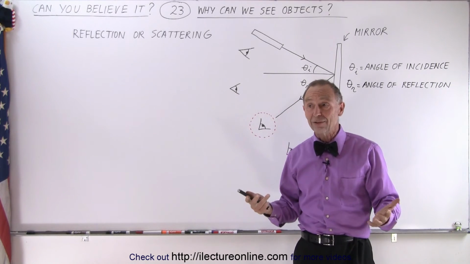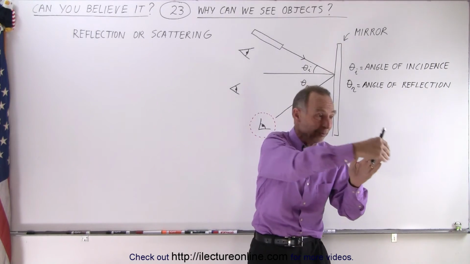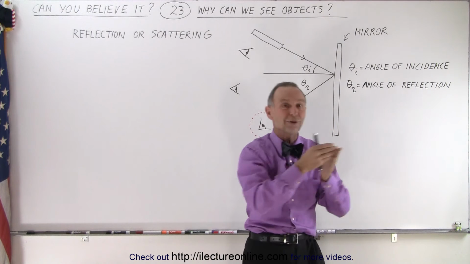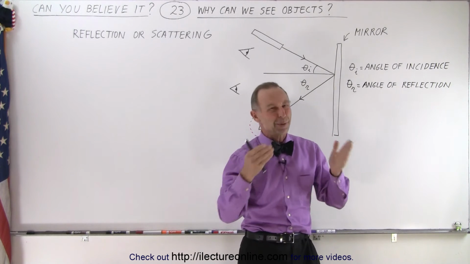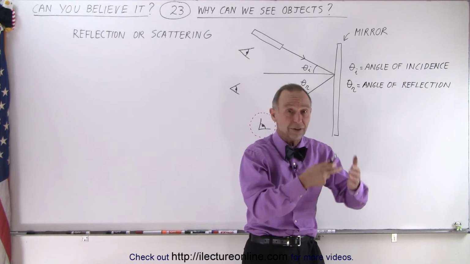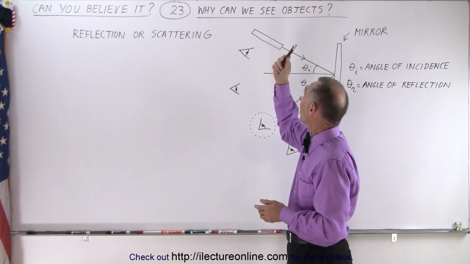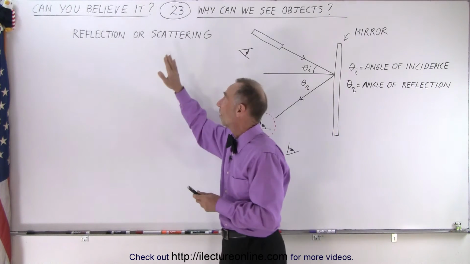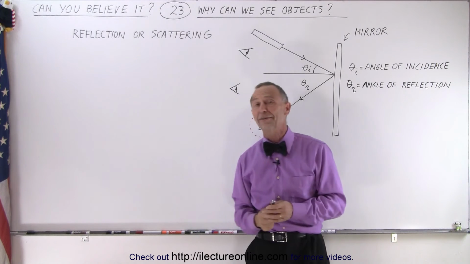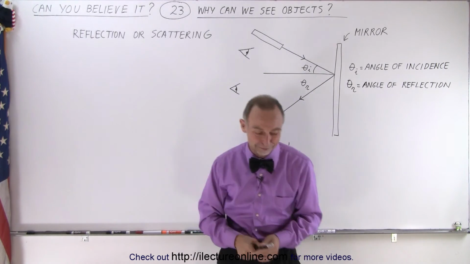Because if that wasn't the case, we'd have to kind of align ourselves just in the right direction so that the light coming from the sun or coming from the light post or whatever would then reflect right into our direction. Otherwise, we would not be able to see that object, because the light would then not come to us and enter our eye. So that's the interesting part. Why can we see objects? Because the light is scattered off of every object, not reflected off of every object. And that is the secret.